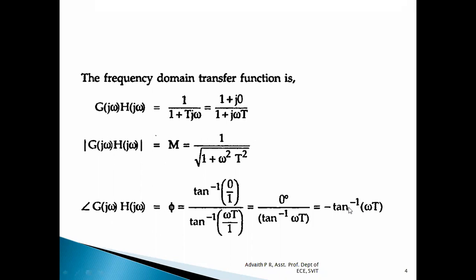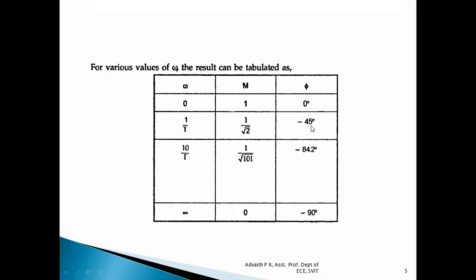Minus tan inverse of 1 will be minus 45 degrees. Similarly, we'll find the magnitude value as well as the phase angle value for omega is equal to 10 divided by T and omega is equal to infinity. For omega equal to 10 divided by T, we get a magnitude of 1 divided by root of 101 and an angle of minus 84.2 degrees. For omega is equal to infinity, the magnitude will be 0 and the phase angle will be minus 90 degrees.